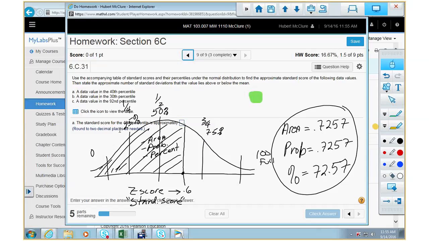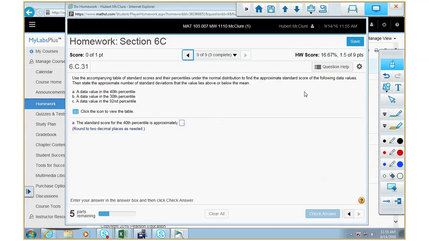That's how you do those. Well, they're asking you to find the area. Okay, I meant the z-score that complements the area. So this time, let me get rid of this, and draw a picture. You draw a picture so you can check with common sense. If you don't draw a picture, you're not going to have a clue what you're doing.